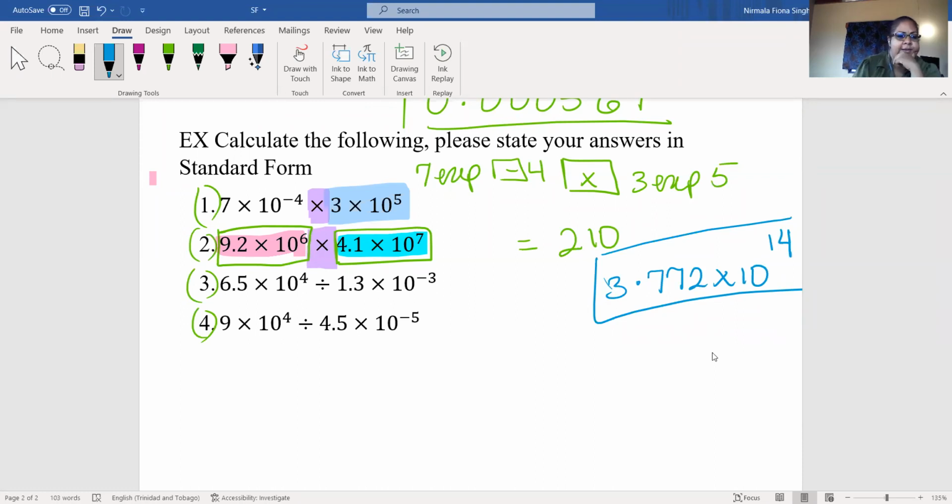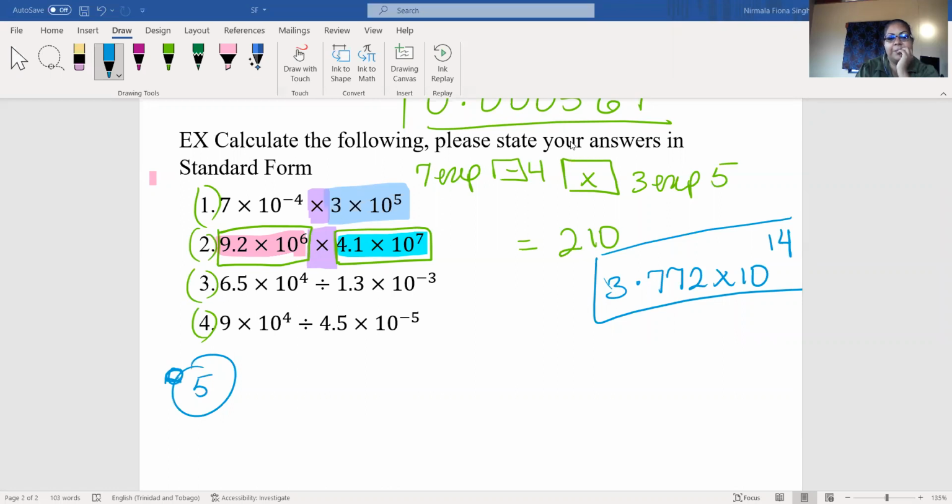So let me do one more. Let me do 5. Everybody want to try this? So I'm going to give you a little weird one. 10 to the 14.